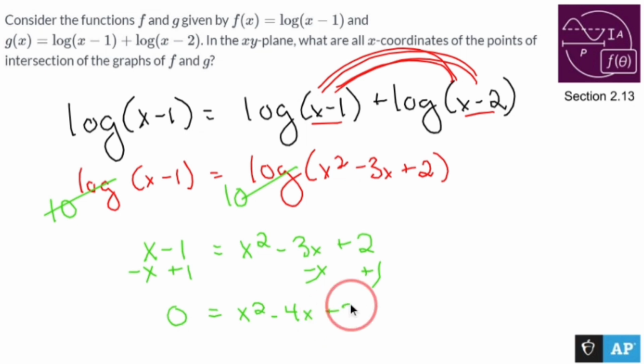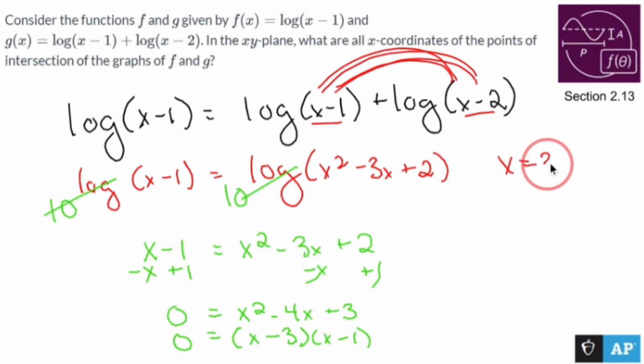0 equals parentheses x minus 3 times x minus 1. The zero product property says that my x values are going to be positive 3 and positive 1. But before I circle that, wait a minute. I'm not allowed to plug in one of these numbers. If I were to plug in 1 into either log, I would get something that's undefined, because this would be log of 0, which is impossible, or log of negative 1, which is impossible. So 1 is not an option.